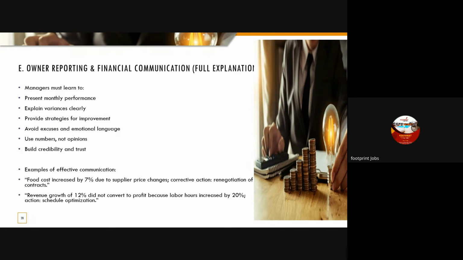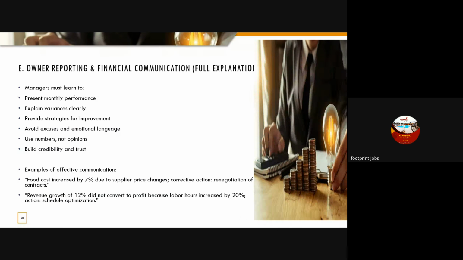Example of effective communication. This is just an example of how to communicate with your owners: food cost increased by 7% due to supplier price changes. So you can only do this when you've been able to analyze how market factors have affected your overhead costs in the kitchen. So when you're communicating with owners, you should be able to know how many percent, and this can be done by knowing how much you spent last month and how much you spend this month. You can use it to find the percentage.